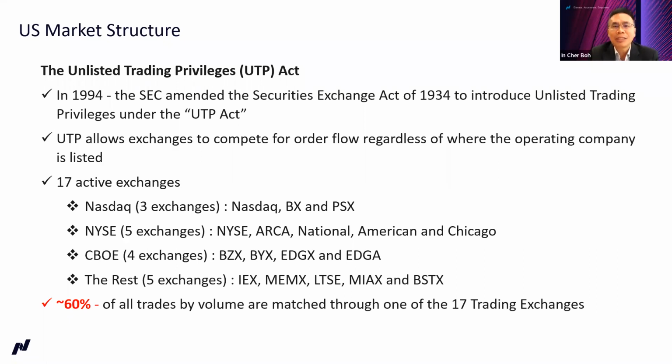Of the 17 active exchanges, Nasdaq owns and operates 3 of them, including Nasdaq, BX, and PSX. NYSE has 5 venues, and CBOE has 4 of these venues. The remaining 4 other exchanges that trade less than 5% of volume include IEX, MEMX, LTSE, MIAX, and the newest one is BSTX. Across all listed US securities, 60% of all trades by volume are matched through one of the 17 trading exchanges, but differ on a security basis.